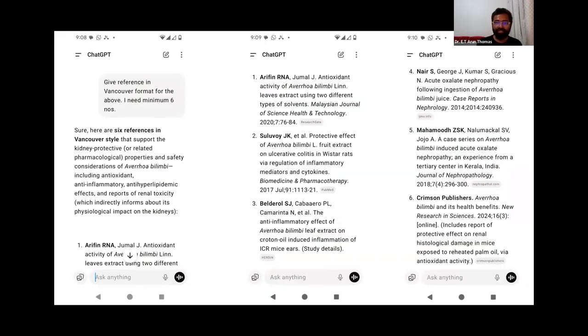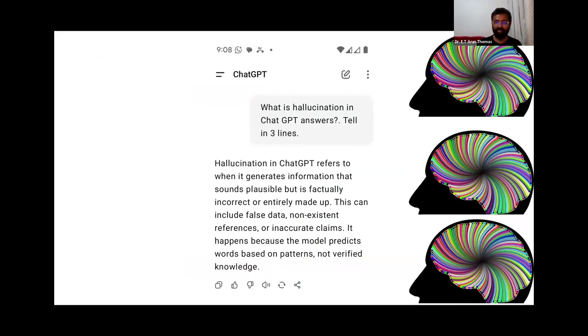And if you look, all these references are not related to kidney protection. There are even references that say it is nephrotoxic, causing acute kidney injury and all. So it is not at all true. This is totally fake information that ChatGPT gave. It is called hallucination. Hallucination refers to when it generates information that sounds plausible but is factually incorrect or entirely made up. This can include false data, non-existent references, or incorrect claims. It happens because the model predicts words based on patterns, not verified knowledge.